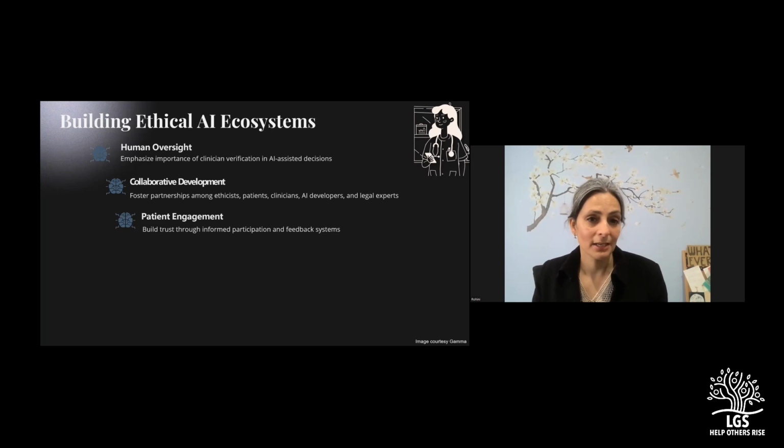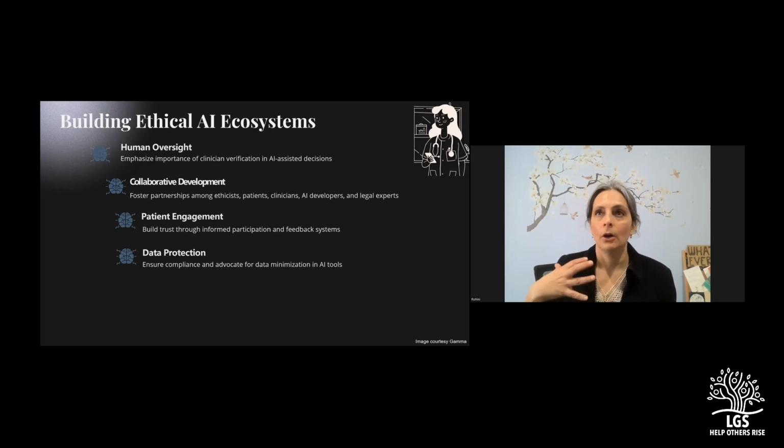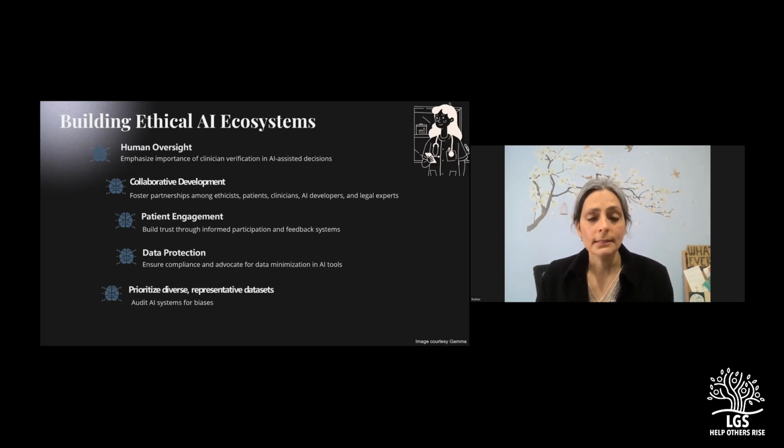Patient engagement, building trust through informed participation, feedback, and then ensuring compliance, because of all of these companies that have your data, do they have that? Like, don't just check that box. Make sure that you know what is happening and really why you want to give your data. And then this, I think, is also very important, where you're prioritizing a diverse and representative data set so that it can be for that cultural context, because that is very important when we're dealing with a human being.